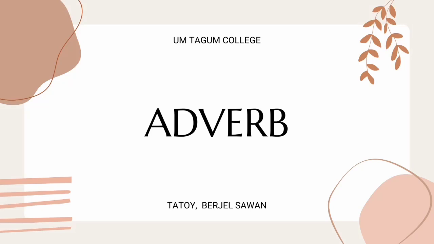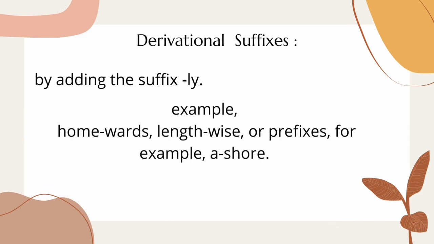Adverb. Derivational suffixes. Many adverbs are derived from adjectives by adding the suffix -ly, and some are formed by adding other suffixes, for example, homewards, lengthwise, or prefixes, for example, ashore. Others have no identifying morphology, for example, often, just.